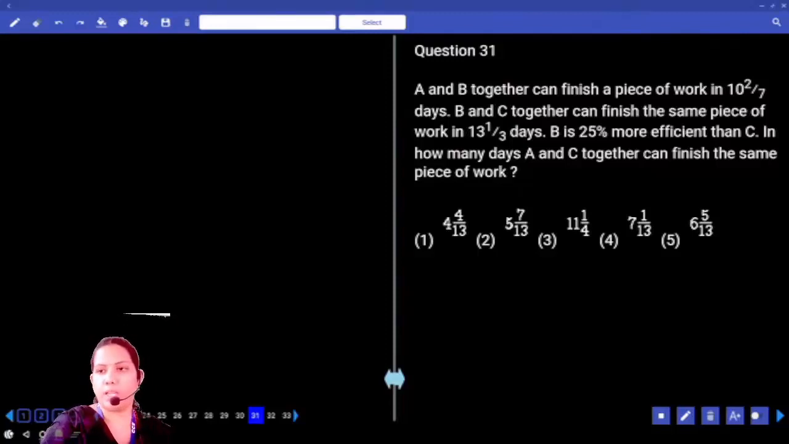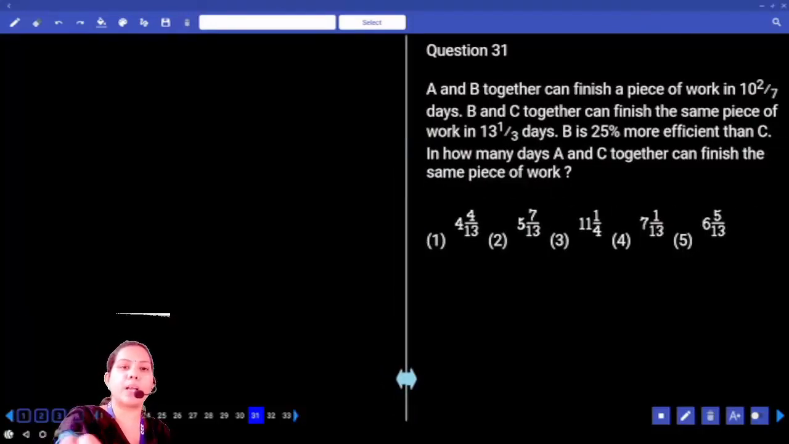Question number 31. A and B together can finish a piece of work in 10 2/7 days, and B and C together can finish the same piece of work in 13 1/3 days. B is 25% more efficient than C. In how many days can A and C together finish the same piece of work? What is the first information? AB together complete the work in how many days?